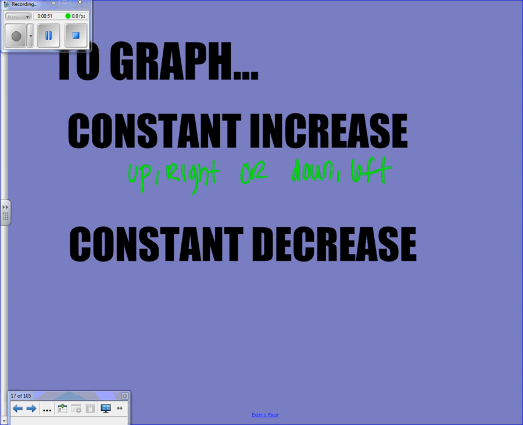To graph a constant decrease where your slope is negative, you are going to go down and right, or you could go up and left. So either way, in this case, you would have one negative. The down would be negative and the right would be positive, or the up would be positive and the left would be negative. So either way, you're going to graph one negative direction for a decrease.